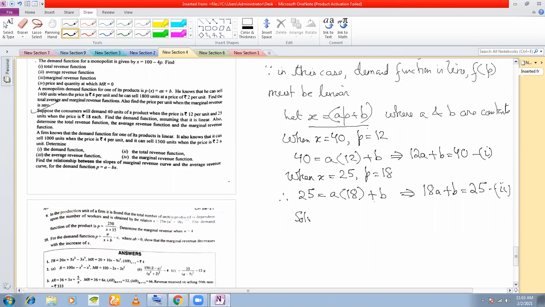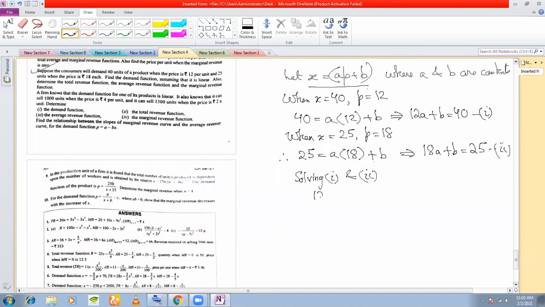So solving 1 and 2. You know how to solve simultaneous equations? We'll solve simultaneous equations. 12a plus b is equal to 40, 18a plus b is equal to 25. Subtract. It cancels. You get minus 6a is equal to 40 minus 25, which is 15. So what is a here? a here is minus 15 by 6, which is minus 5 by 2. Okay.